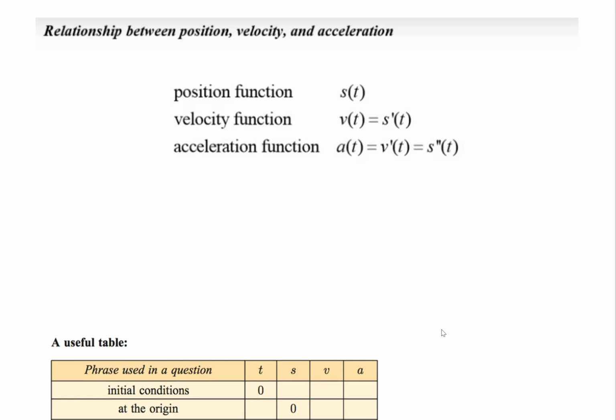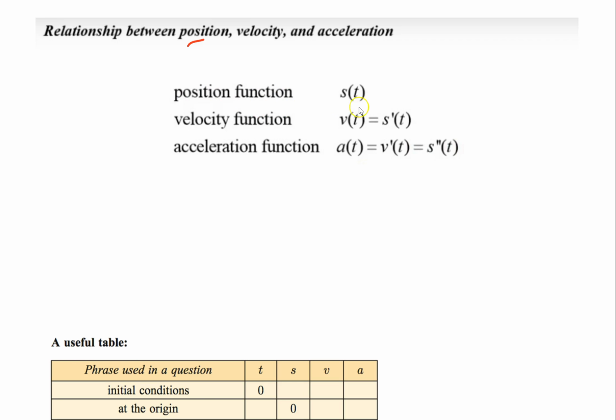Let's review a little quickly. Remember, the position function is generally your starting function. Again, sometimes you might start at velocity, and you just have to watch out. If they start you at velocity and they ask you for acceleration, you just take one derivative. If they start you at velocity and ask for position, you have to go backwards, which we'll do next semester.